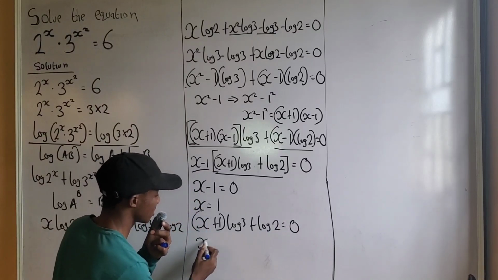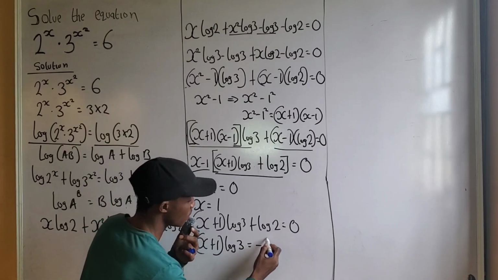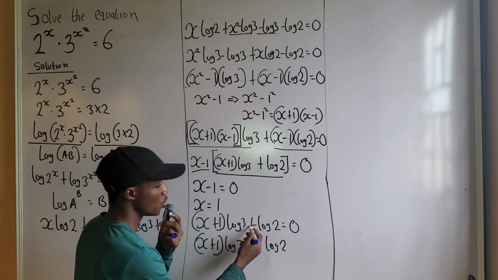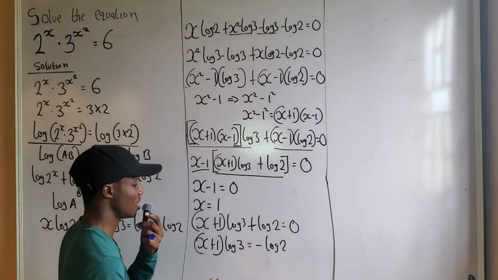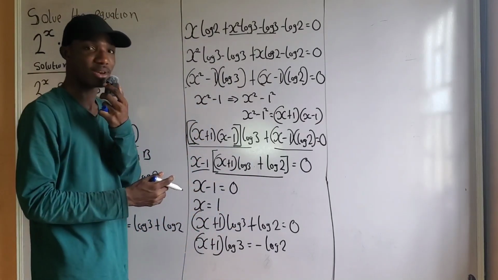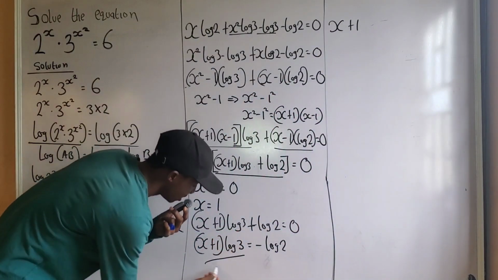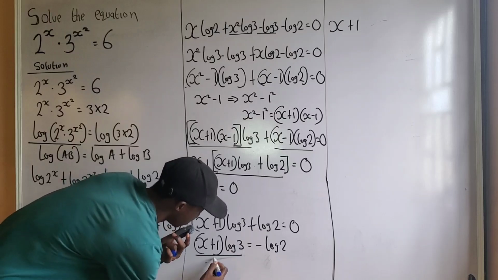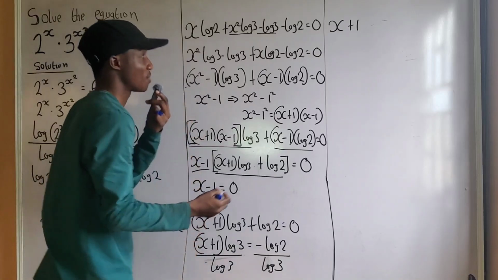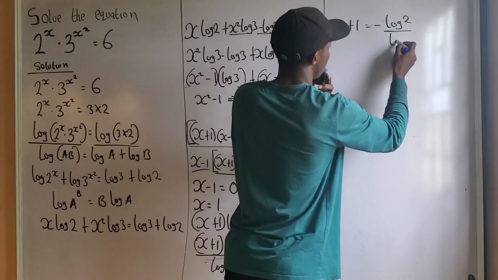Okay? Now, x plus 1 multiplied by log 3 is equals to minus log 2. Please pay attention, I just take this positive log 2 to the right hand side, so it becomes negative. Do you understand? So I've not done anything. Now, having gotten to this point, the next step is that you have to divide both sides by log 3. So I'm going to have x plus 1 over log 3, this over log 3, and this over log 3. So I'm going to have x plus 1 equals to negative log 2 all over log 3.